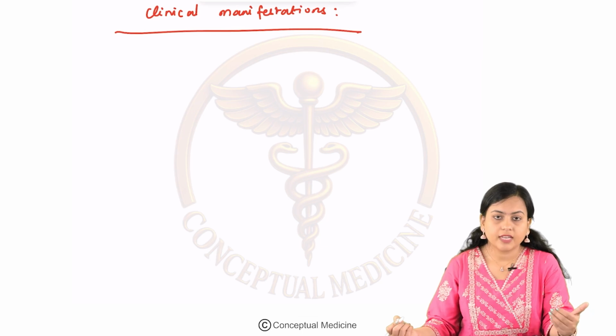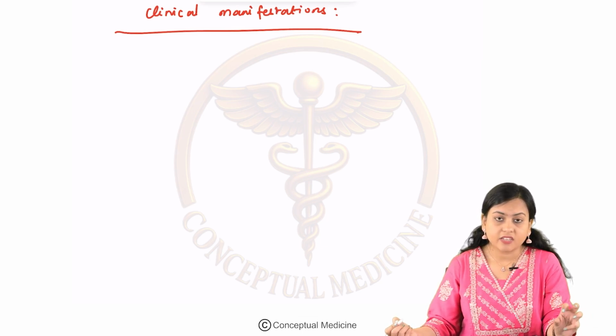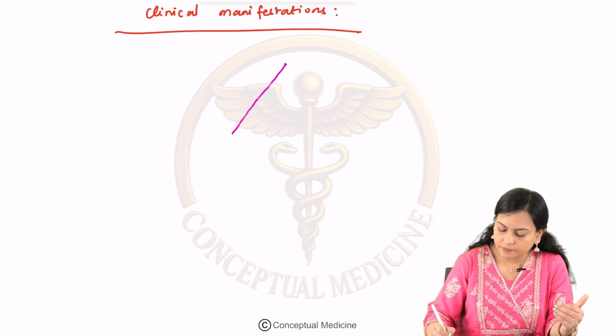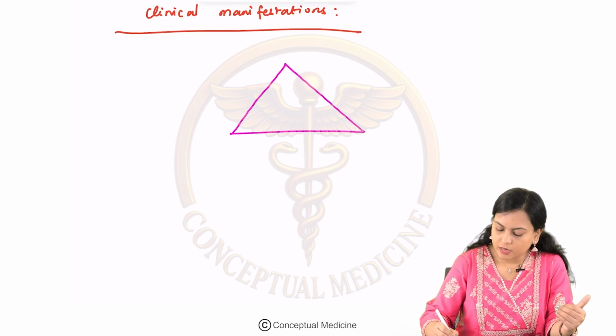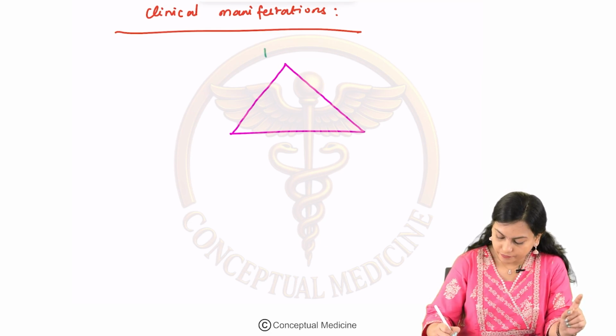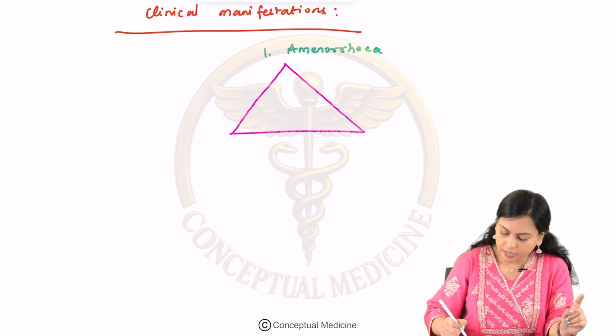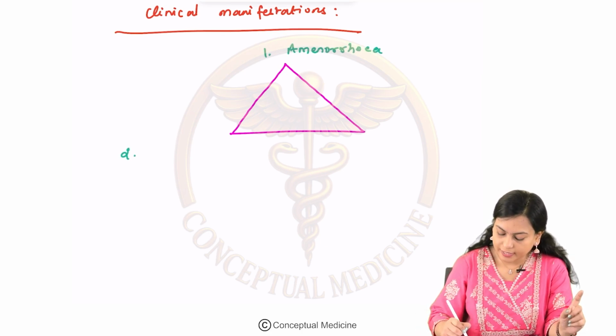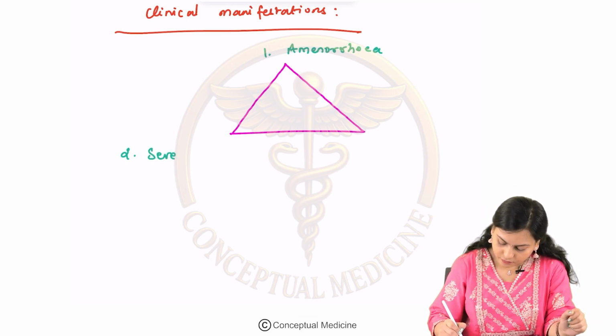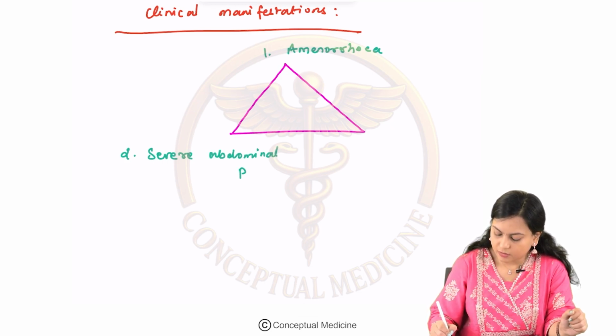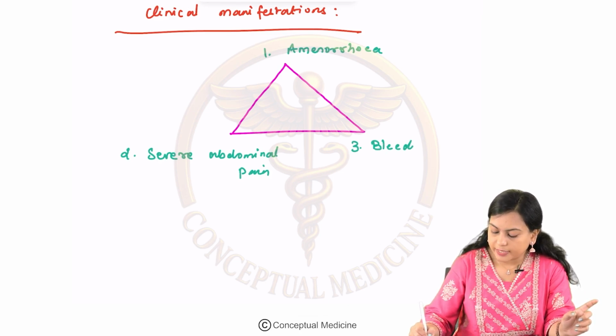In fact, we can take these clinical manifestations as a triad of ectopic pregnancy. Okay? So, the triad includes number 1, amenorrhea. Number 2, there can be severe abdominal pain. Number 3, there can be bleeding.